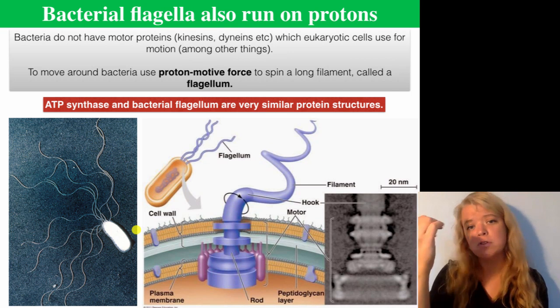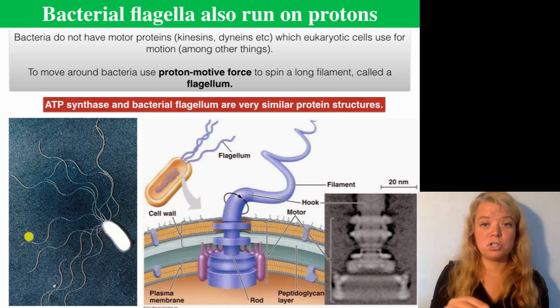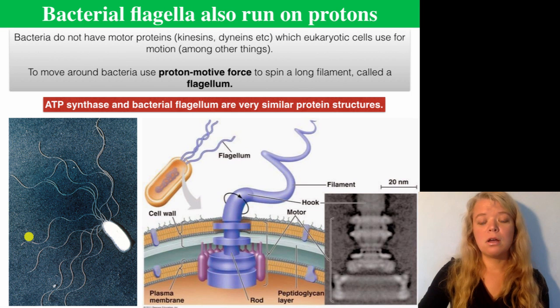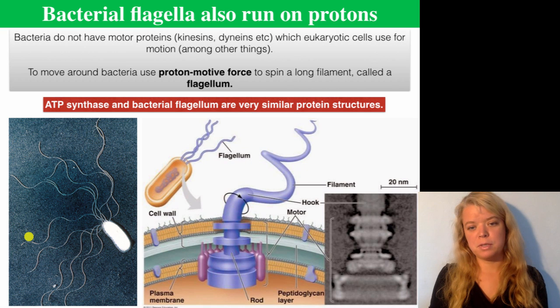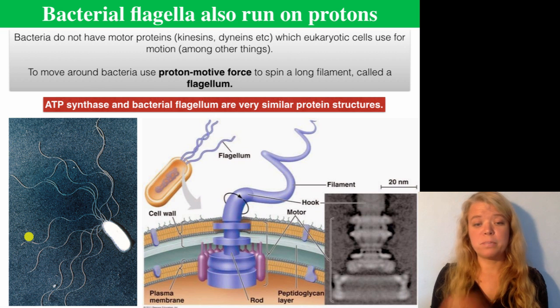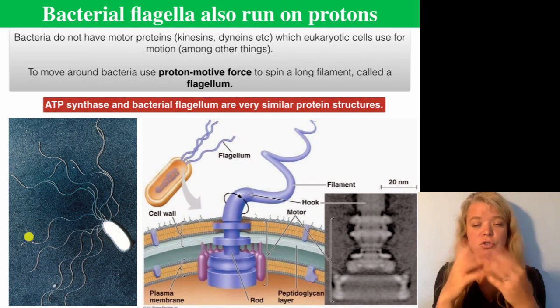And some bacteria have one flagellum, some have three, and some have a bajillion. And aside from using proton motive force to spin their long flagellum, bacteria have other things coupled to proton motive force power, such as excretion of proteins.